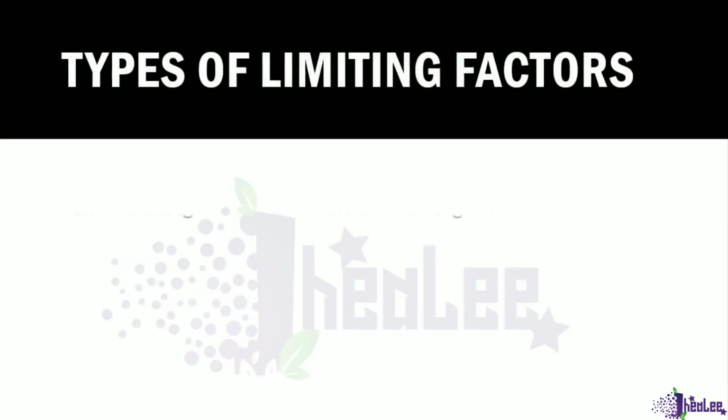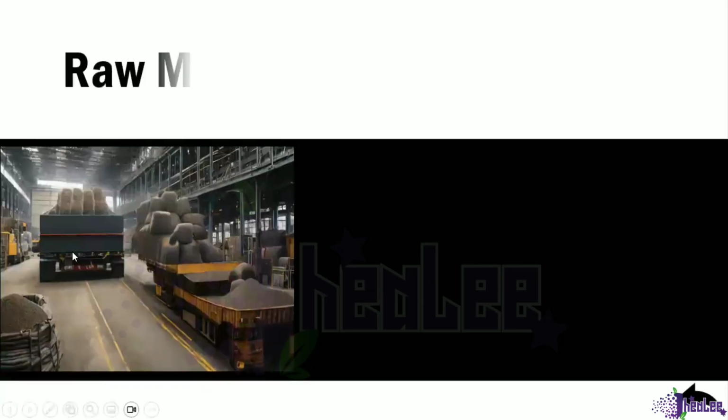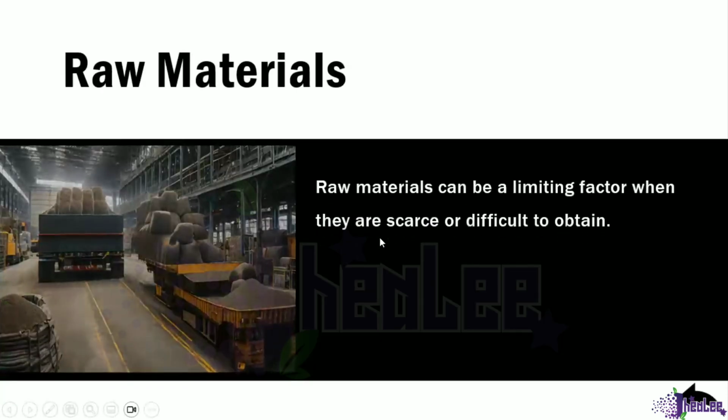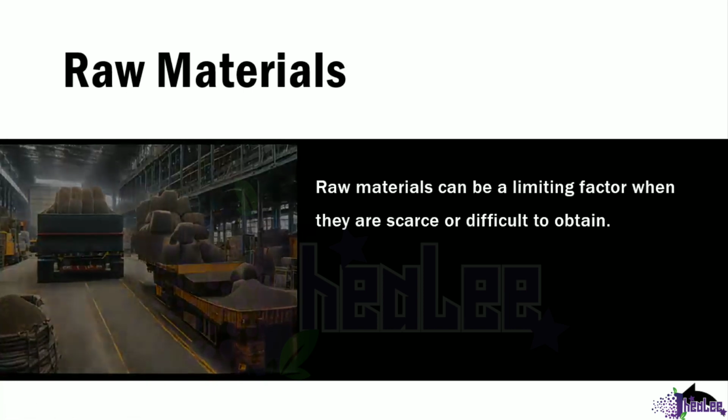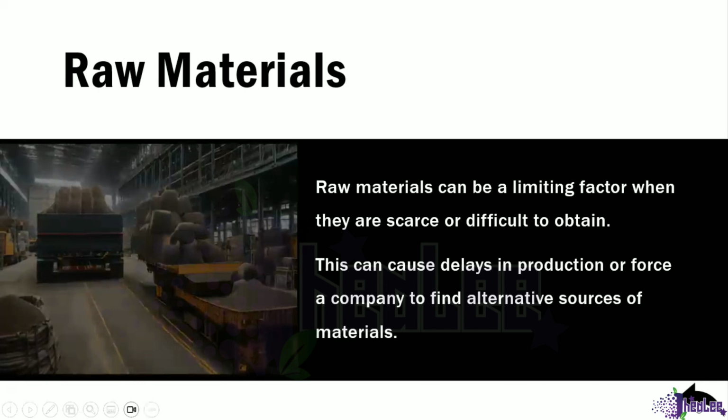Let's look at some types of limiting factors. In a production process, there are several types of resources that can be limiting factors. These include the shortage of raw material. If raw materials are scarce or difficult to obtain, then that can be a limiting factor. This can cause delays in production or force a company to find alternative sources of materials.